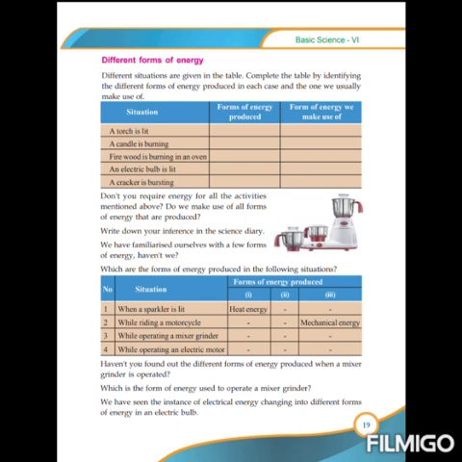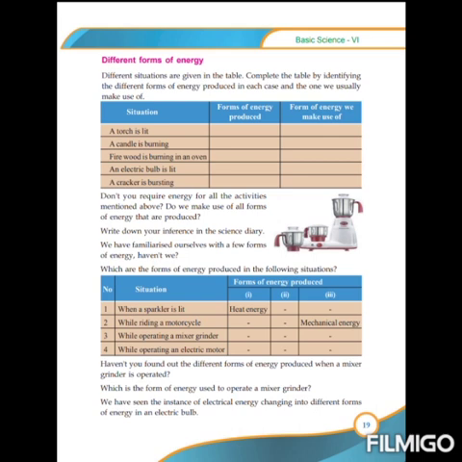Haven't you found out the different forms of energy produced when a mixer grinder is operated? Which is the form of energy used to operate a mixer grinder? So the form of energy used to operate a mixer grinder is electrical energy. We have seen the instance of electrical energy changing into different forms of energy in an electric bulb. We have already seen the example of an electric bulb and the different forms of energy produced in that. And which were the forms? First the electrical energy, then light energy, and then heat energy. So, three different forms of energy were produced.